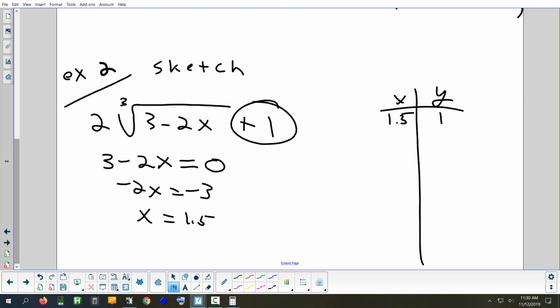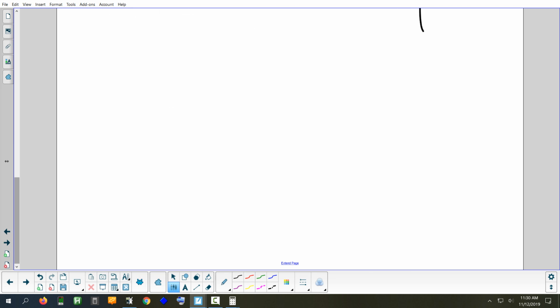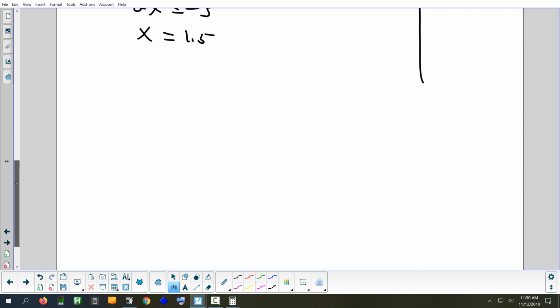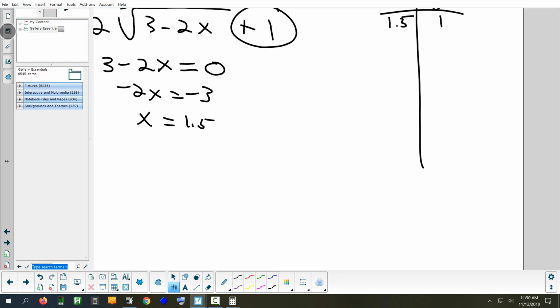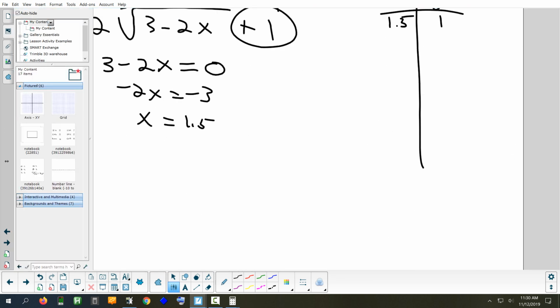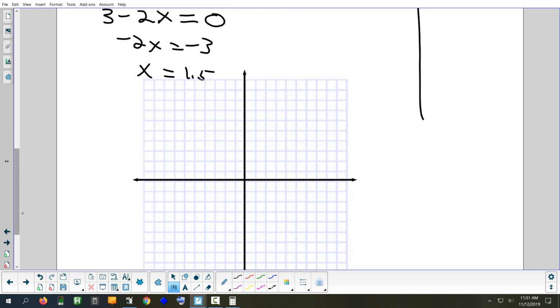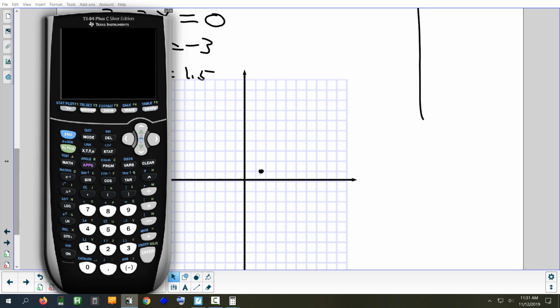Okay, so that's one point on our graph. Right, so let's start to make a sketch. 1.5, comma, 1. All right, so let's grab this. And our first point, 1.5, comma, 1. Okay, so we got that. Now, that's one point. I need more. I could get more by hand, plugging in values for x. A lot easier to use your table.